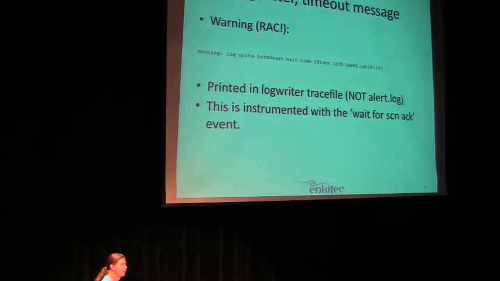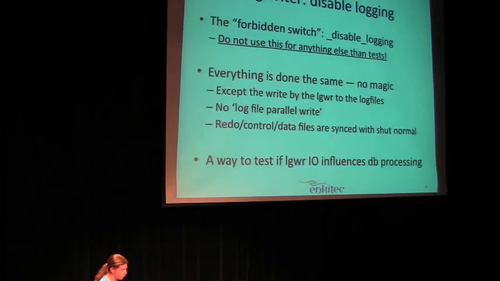Only recently I found out that this same message can be true for Real Application Clusters too. If a write broadcast from the log writer doesn't get a response back within 500 milliseconds, then it will print essentially the same message, but now indicating that there's something wrong with the signaling, in the log writer trace file too. If you see this one, then you will also see the wait for SCN ack. And so that's quite useful.